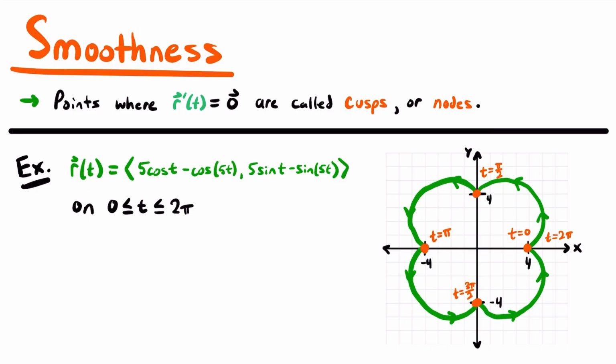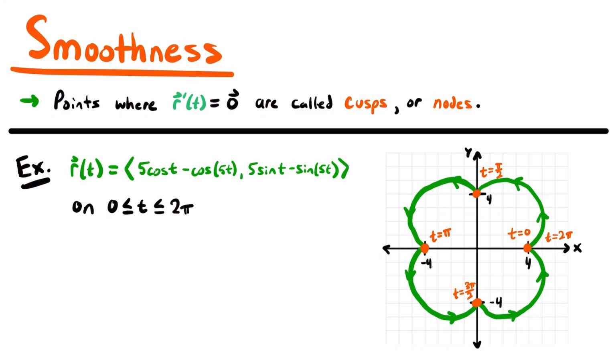R of t is equal to a vector with an x component of 5 cosine t minus cosine of 5t, and a y component of 5 sine t minus sine of 5t. And we're just looking at the values of t from 0 to 2 pi, which forms this entire shape. Okay, and so based on what we've talked about so far in this video, maybe you can already look at the graph of this plane curve and see the intervals where the curve is smooth. You might even be able to point out the nodes or the points where the curve is not smooth.